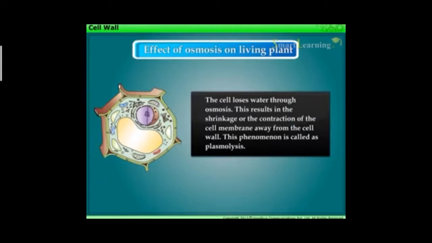You know that when we place a cell in hypertonic solution, the cell will lose water and become shrunken. Like that, here the cell loses water through osmosis. This results in the shrinkage or the contraction of the cell membrane away from the cell wall. This phenomenon is called plasmolysis. During this time, the cytoplasm will come away from the cell wall.